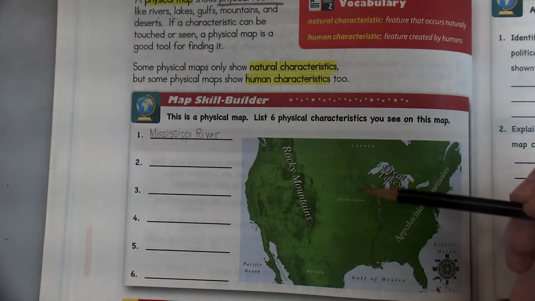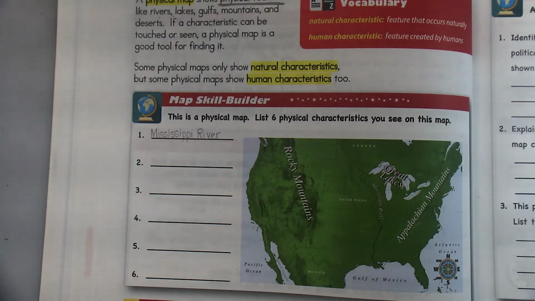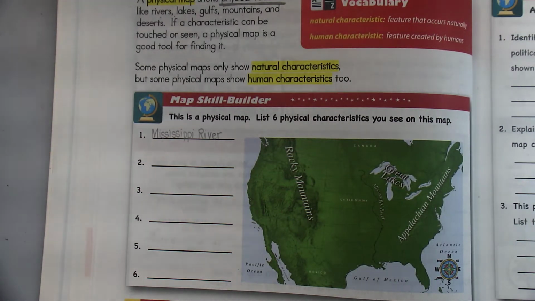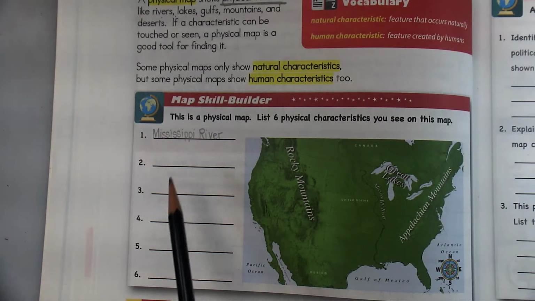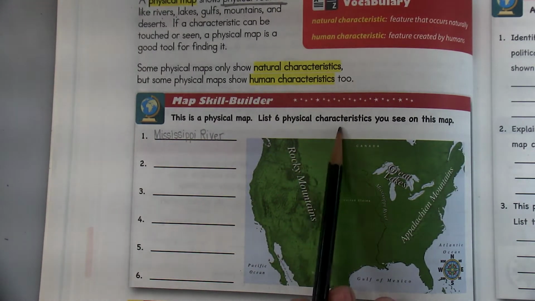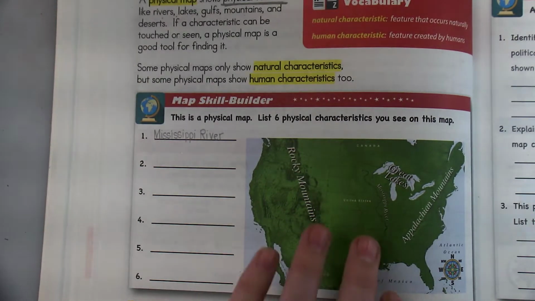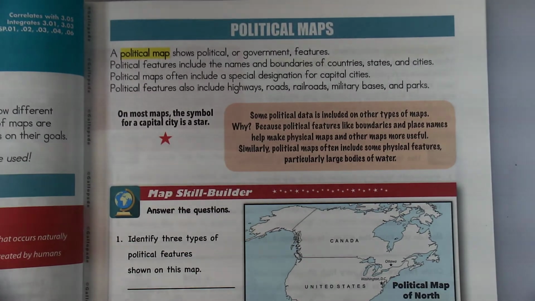Like right here, it doesn't list anything, but I know this is where the plains are, which remember, plains are more flat surfaces on the surface of the earth that don't have very many trees, if any at all. So I want you to pause the video and list 5 more physical characteristics that you see on this map. Okay, once you have written that, we're going to learn about political maps.